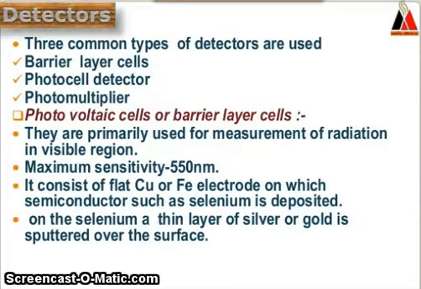Now the detector. Three common types of detector are used: barrier layer cell, photocell detector, photomultiplier. Photovoltaic cell or barrier layer cell is primarily used for measurement of radiation in the visible region. Maximum sensitivity 550 nanometer, consists of a flat copper or iron electrode on which a semiconductor such as selenium is deposited. On the selenium, a thin layer of silver or gold is sputtered over the surface.